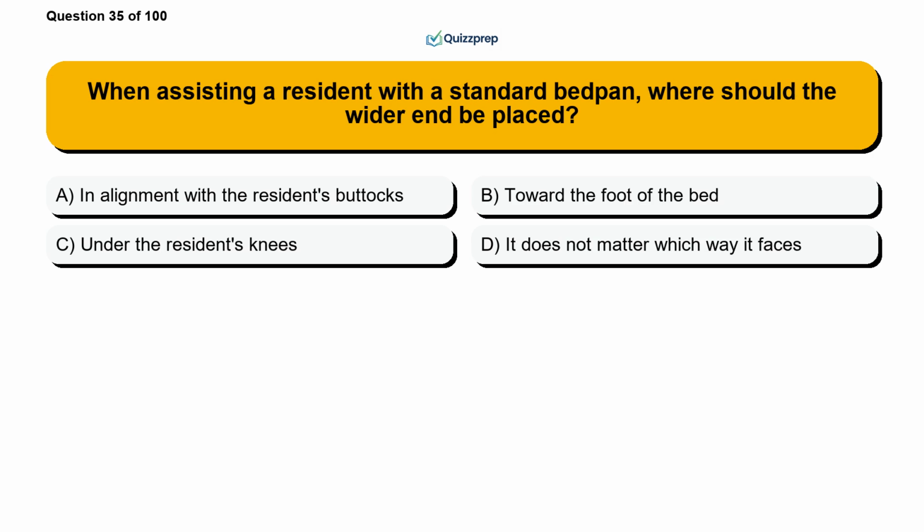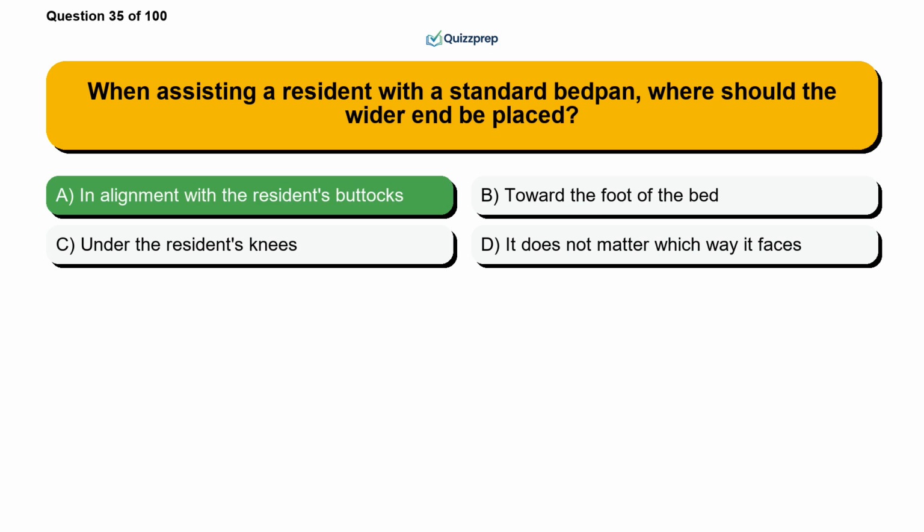Question 35. When assisting a resident with a standard bedpan, where should the wider end be placed? Option A, in alignment with the resident's buttocks. Option B, toward the foot of the bed. Option C, under the resident's knees. Option D, it does not matter which way it faces. The correct answer is option A, in alignment with the resident's buttocks.